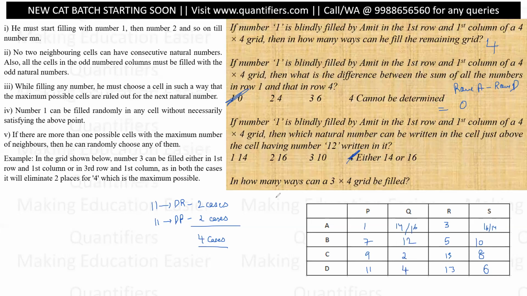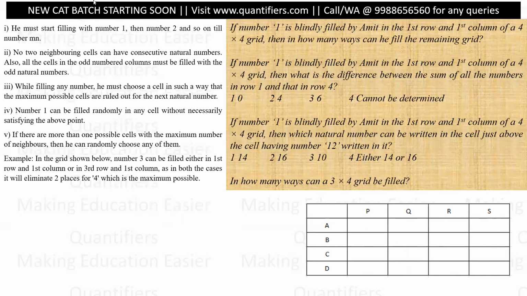All right. Now, the last question demands something different. In how many ways can a 3 into 4 grid be filled? Now, when I am talking about a 3 into 4 grid, basically this row is not there, right? And I can see that it is an odd into even number type grid. So I am pretty sure that this will be an irrelevant case because it is not symmetric. They are not symmetric around their edges.